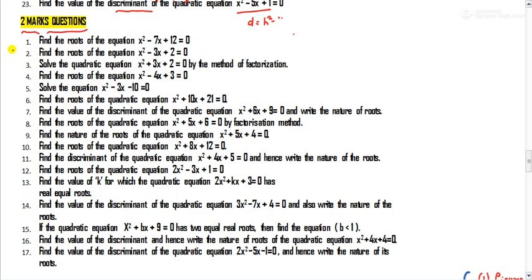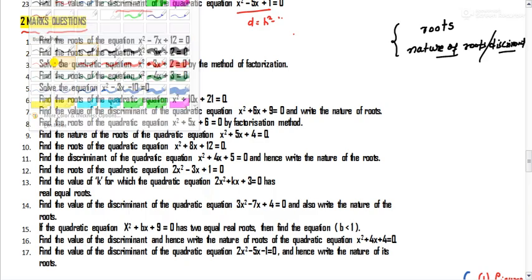So it will be mainly based on these two types: whether they will give you "find the roots" or "find the nature of roots." This nature of roots can also be written as discriminant. Based on this, they may ask you for 2 marks. So we'll solve two problems from each, then we'll move to the word problem. Is that fine?